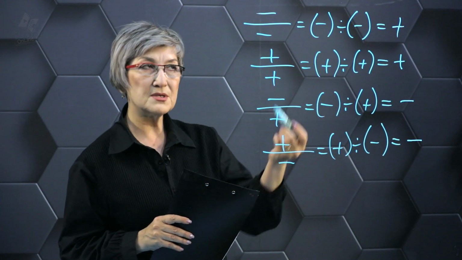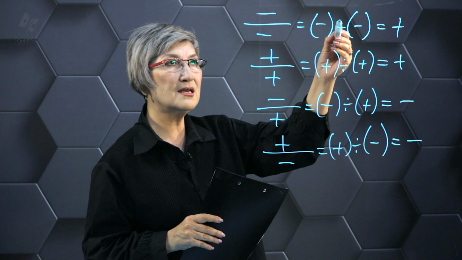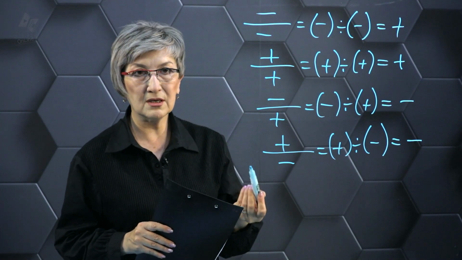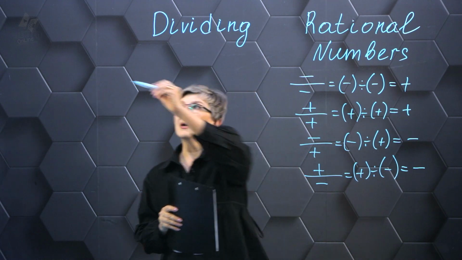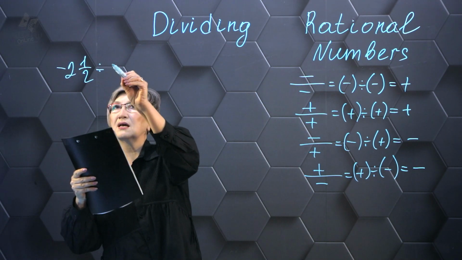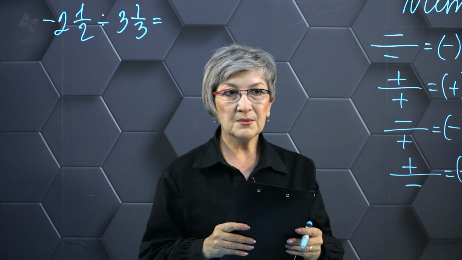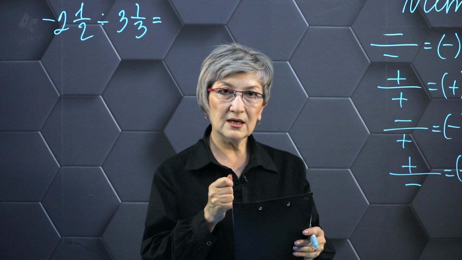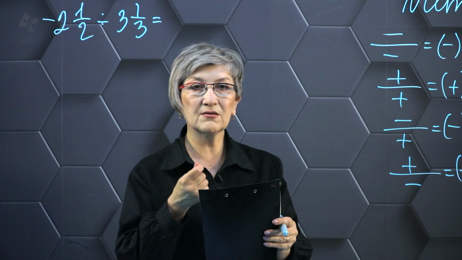Notice the notation. We can write division through the division sign or through the fraction line. The rule is always retained. Example: minus 2 whole 1 second divided by 3 whole 1/3. When solving examples, count the sign first. Write down the sign so that it does not get in your way.